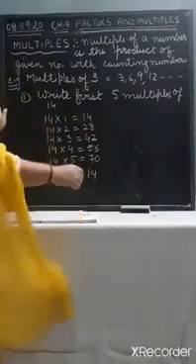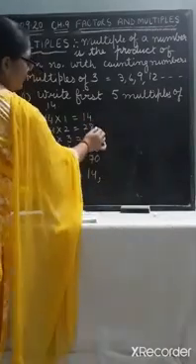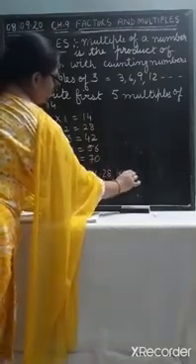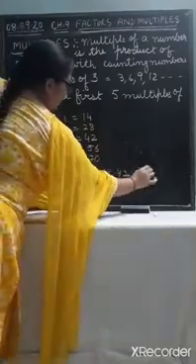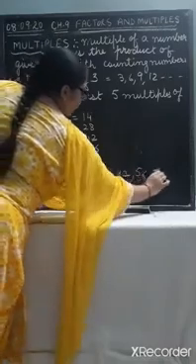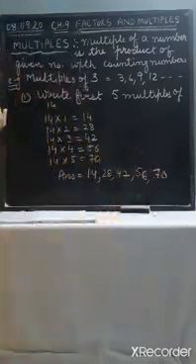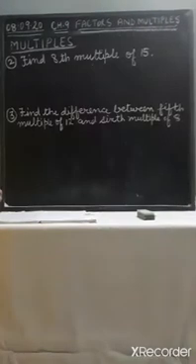first 5 multiples of 14 are 14, 28, 42, 56 and 70. Hope this is clear. How to find out multiples?